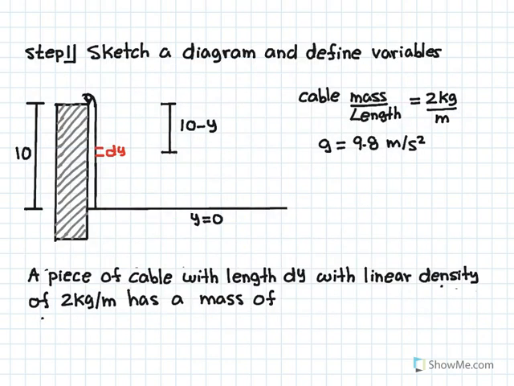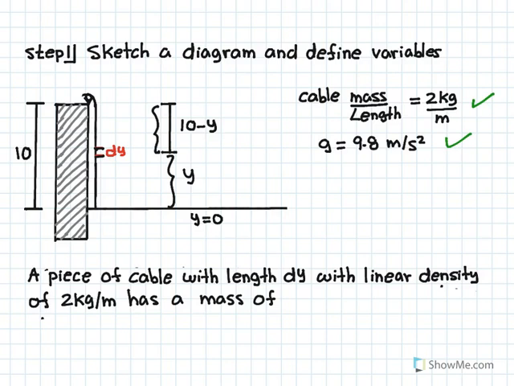All right, so here we have a drawing. We have the cable. You can see it's a 10-meter cable, and notice that when this cable is y units from the ground level, it has to be lifted. This segment of the cable has to be lifted 10 minus y units. That's very important. We have the cable linear density, mass per unit length, as 2 kilograms per meter. We have gravity to be 9.8.